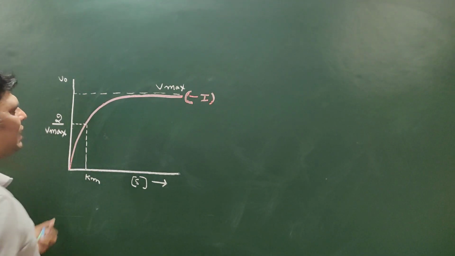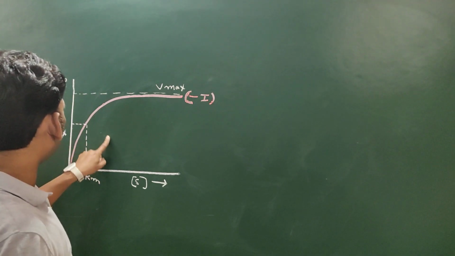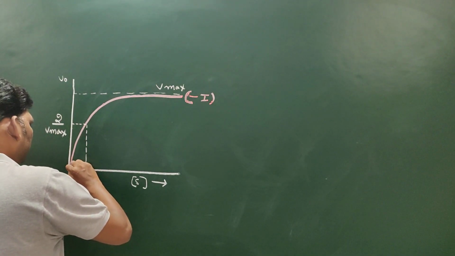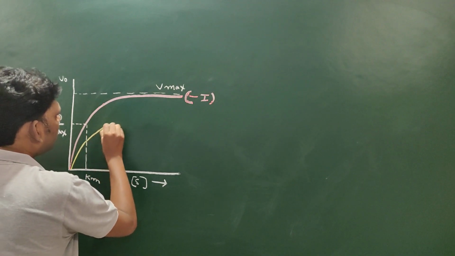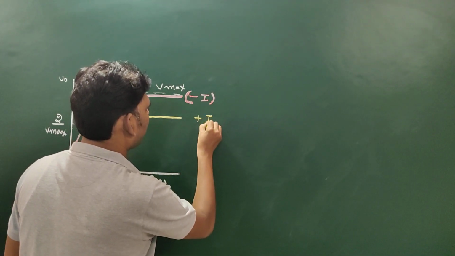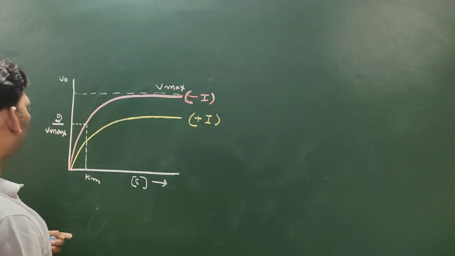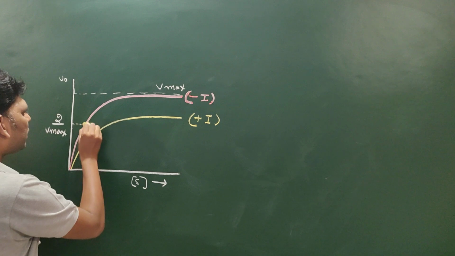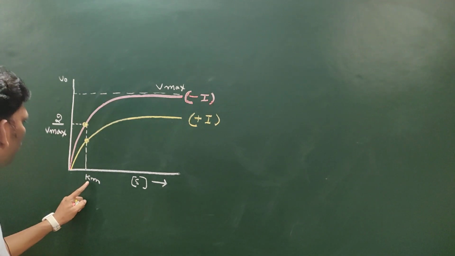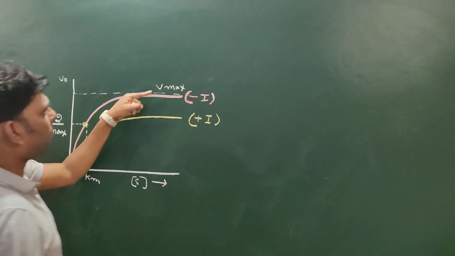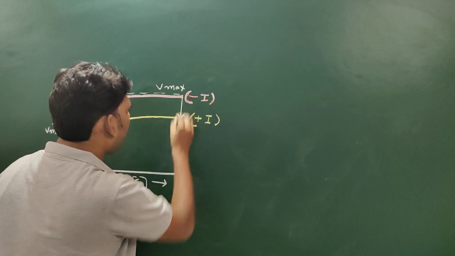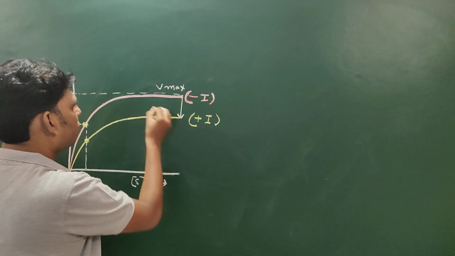So as I told you, there is no effect on the Km, but Vmax decreases. So you can observe that this is the enzymatic reaction in the presence of inhibitor. Without inhibitor the Km is this, and with the inhibitor the Km is also at the same intercept. So there is no change in the Km, but the enzymatic reaction, or you can say Vmax, decreases from this point to this point.